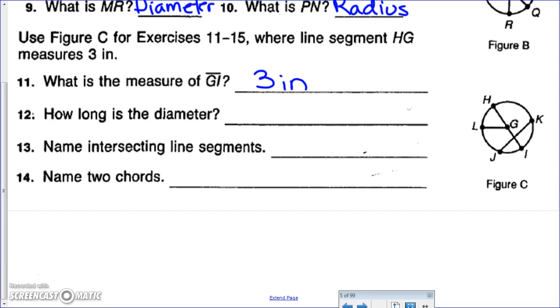Then how long is the diameter? We know the diameter is twice as long as the radius. So if the radius is 3 inches, the diameter is 6. Then it asks us to name intersecting line segments. So we know we have line segment JK, and it's crossing line segment HI.